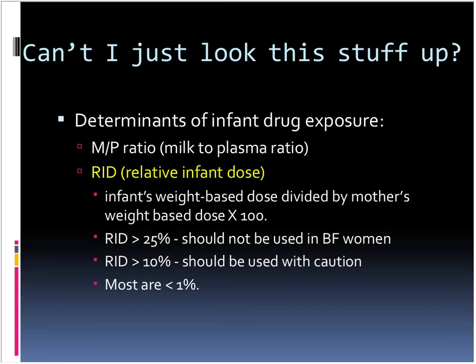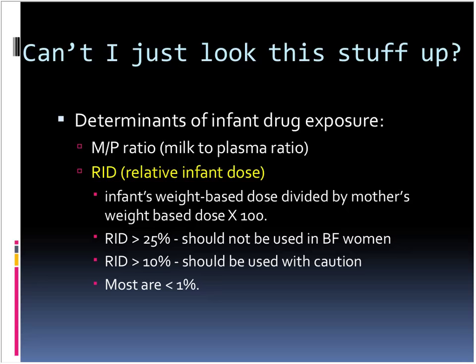More complicated is the relative infant dose, which is really a way to take the dose. It's the infant's weight-based dose divided by the mother's weight-based dose. We're trying to say what percentage of the per kilo dose that the mother took is the child getting exposed to. And what is acceptable really depends on what the medication's purpose is and how important it is, and if it's some medication that would cause toxicity in an infant.